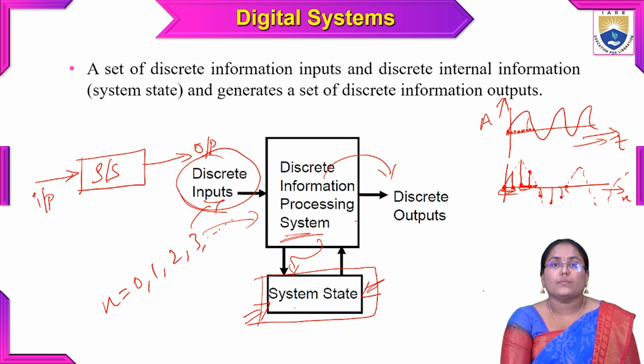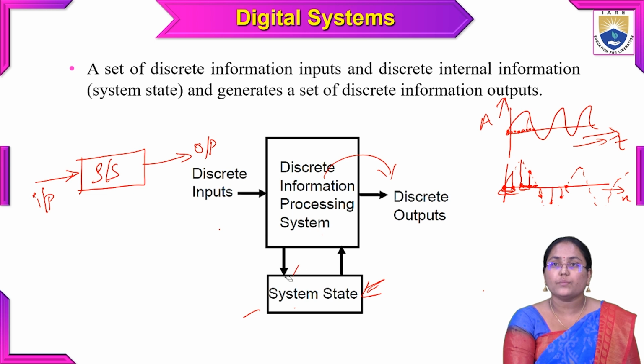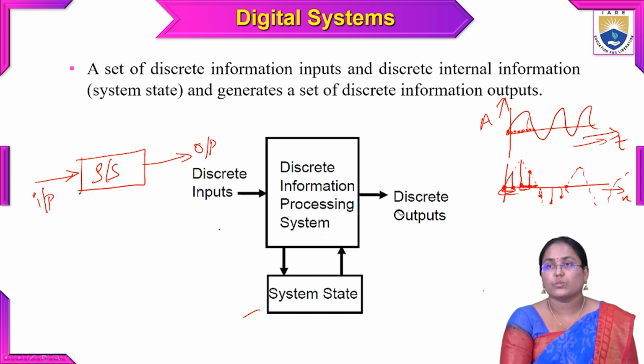A digital system basically consists of discrete inputs, which are processed by using a discrete information processing system, and the corresponding state of the system is shown by this particular system state. Then, depending upon the changes in the information processing system, we get a corresponding discrete output over here. So this is it regarding the digital system block diagram, or digital system basic blocks, whichever we have over here.